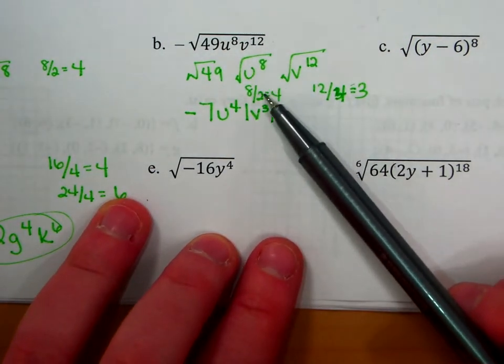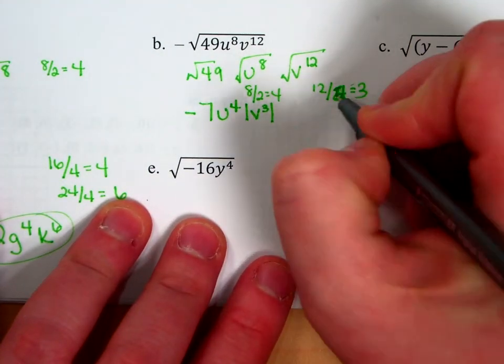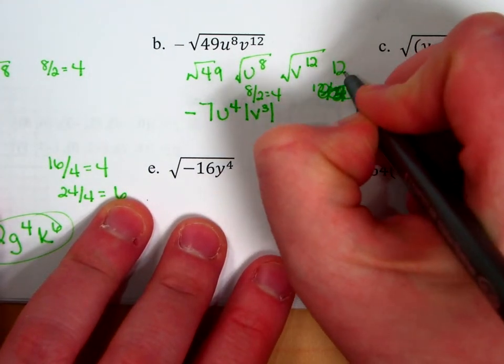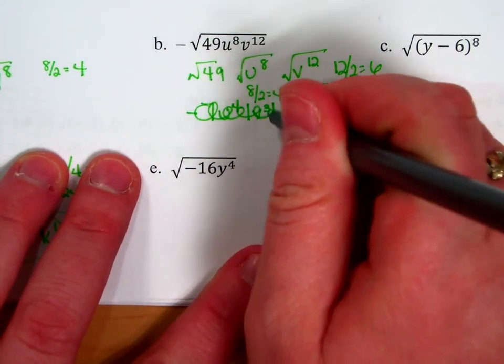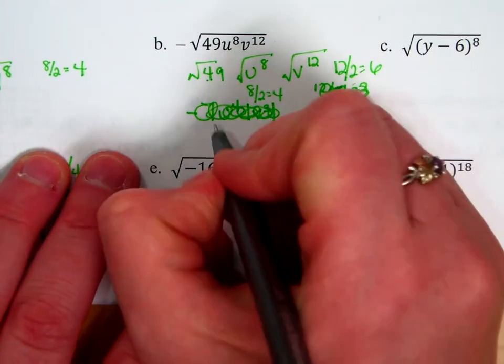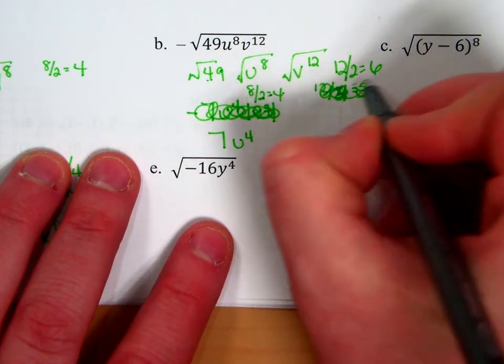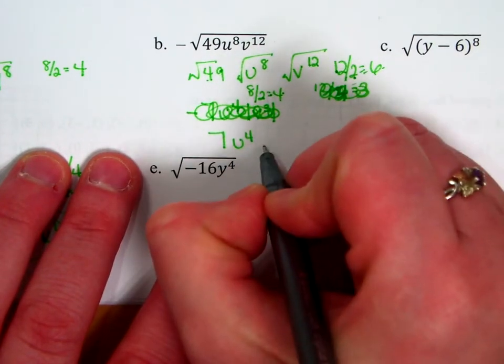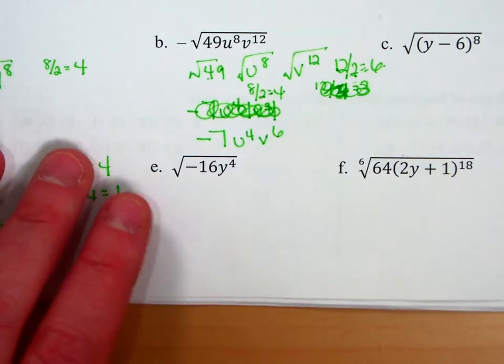So, u to the 8th, 8 divided by 2. I can't even do math right now. 12 divided by 2 equals 6, not the fourth root. So let's just start that one over. Square root of 49 is 7. 8 divided by 2 is 4, u to the 4th. 12 divided by 2 is 6, so v to the 6th. And throw that negative back in front because it's on the outside.